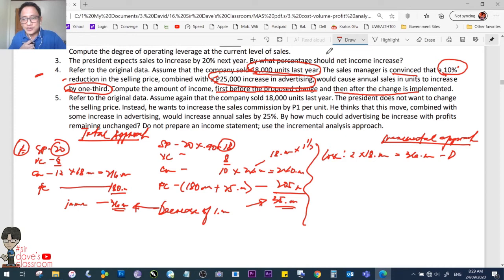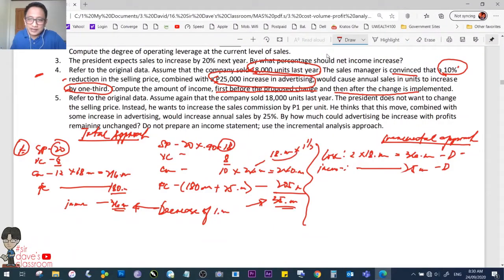Alright? A decrease in the selling price translates to a decrease in contribution margin pag hindi naman nagbago yung variable cost. So, 36,000 disadvantage yun. Ano pa yung ibang effect? You will incur an additional 25,000 pesos which you would not incur should you not take this proposal. Increase in fixed cost, disadvantage uli yan. We mark it letter D again.